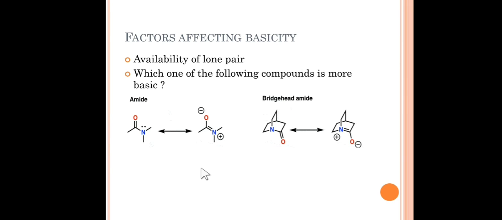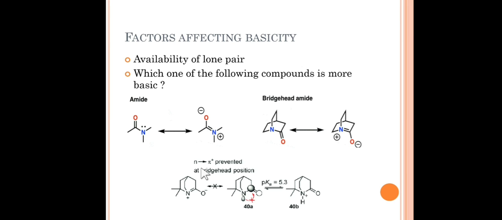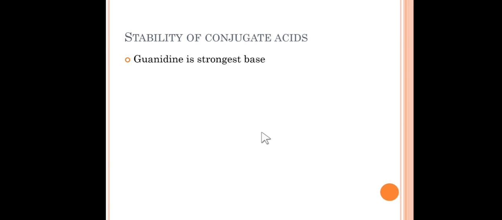If we consider the bridged amides, this bridge position is not planar and hence delocalization of the lone pair is not smooth in this case. As delocalization is hampered by the bridgehead situation, the lone pair on the nitrogen of the bridged amide is more easily available for donation than in regular amides. So bridged amides are always more basic than normal amides. This is how the availability of the lone pair is an important factor for basicity.